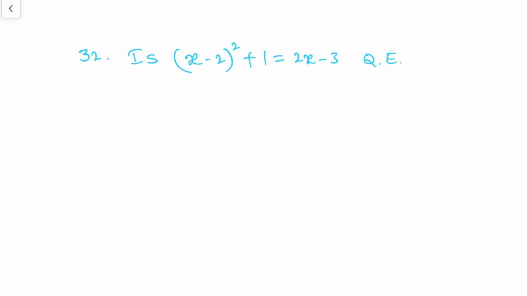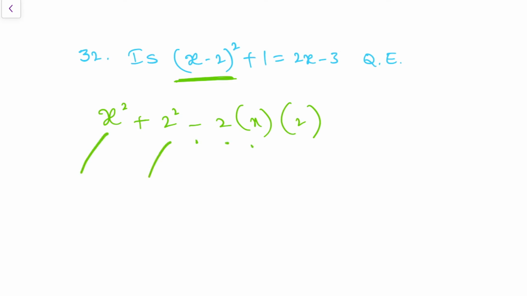Now let us check here. On the left side we have (x minus 2) whole square, which is in the form of (a minus b) whole square, right? So x square plus 2 square minus 2 into x into 2. (a minus b) whole square is nothing but a square plus b square minus 2ab. That only I wrote here. Remaining all as it is. Plus 1 is there, plus 1 is equal to 2x minus 3 as it is.